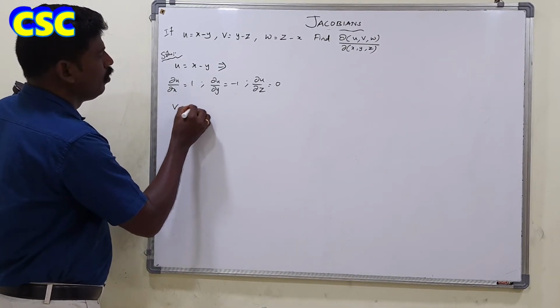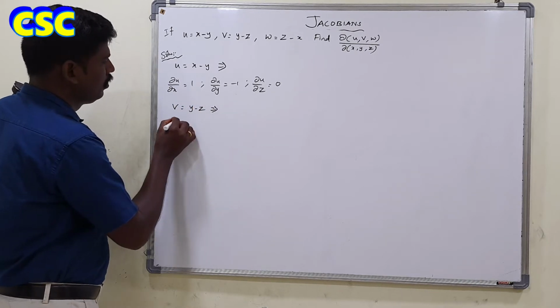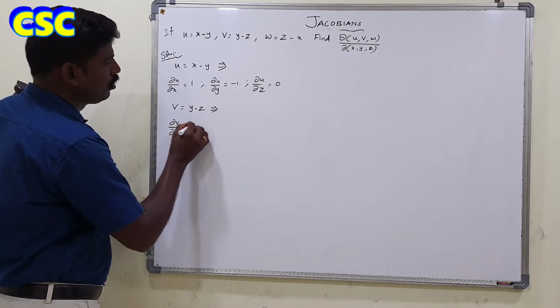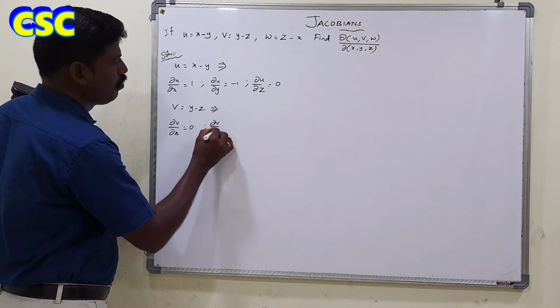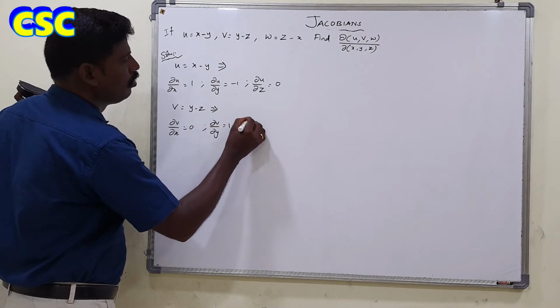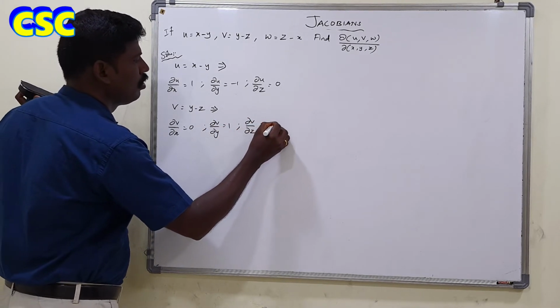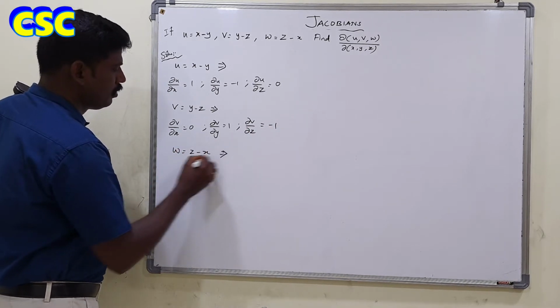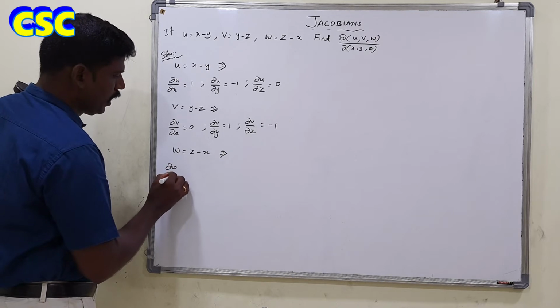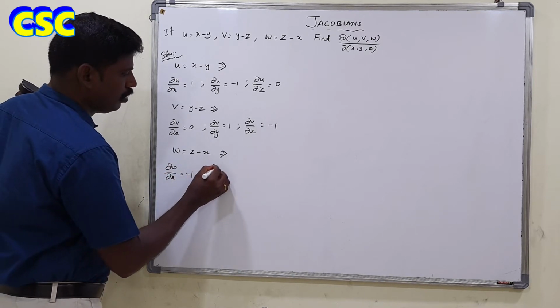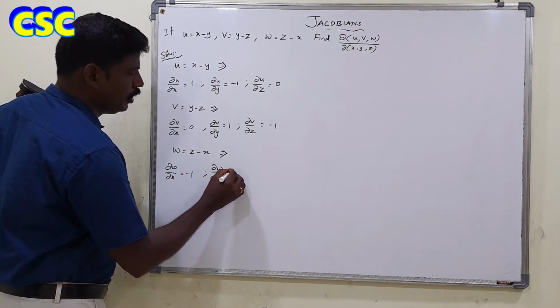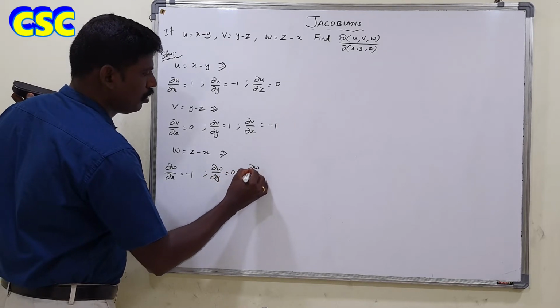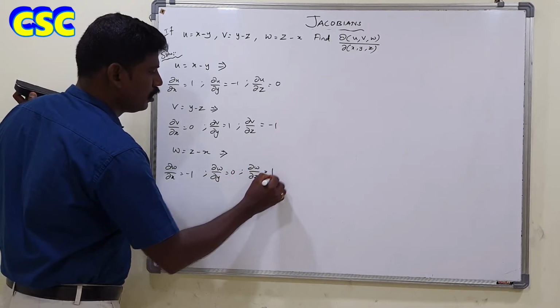What is v? y minus z. This implies dou v by dou x is 0, there is no x term. So dou v by dou y is 1. Dou v by dou z is equal to minus 1. And w is equal to z minus x. This implies dou w by dou x is minus 1. Dou w by dou y is equal to 0. Dou w by dou z is equal to 1.